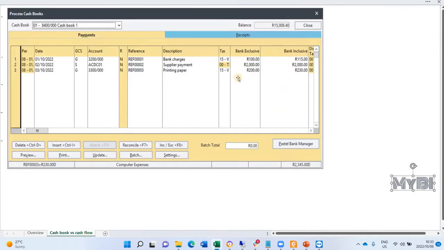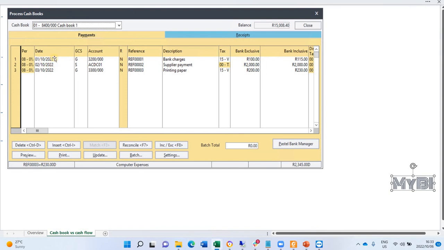When we process a cash book, and this is a cash book payments processing within Pastel Partner, or this is Pastel Xpress, but it's the same thing. What happens over here is you are going to process transactions. Here I've got 3 lines of transactions that are going to be processed, and these 3 lines basically have a certain impact on your GL, which I'm going to show you now. So let's just quickly run through this.